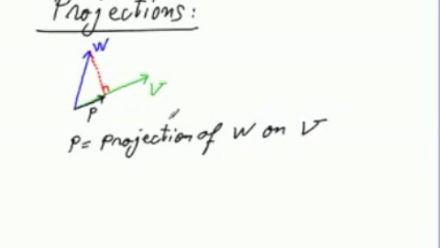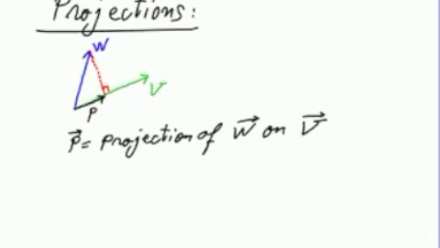So P itself is a vector, this black vector, and W is that blue one, and V is that green one. Sometimes you are interested in figuring out this P, sometimes you are interested in figuring out this red one, all sorts of applications. This is called the normal component, this is called the tangential component, and such. Okay, we want to have a simple formula for P, and then to use it in the context of projections.